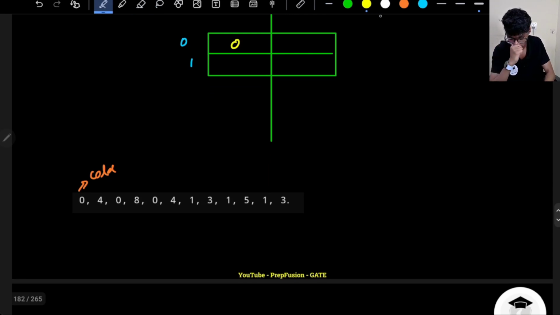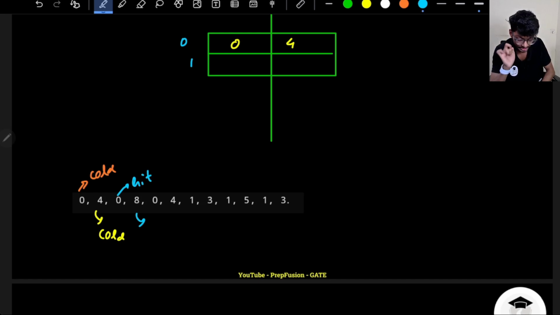Next I call 4. 4 has also never been called before, and again I have space in the cache memory, so 4 will be placed here. It will also be a cold miss. Next I am calling 0 again. It is a hit because 0 is already present in the cache memory. Now I am calling 8.